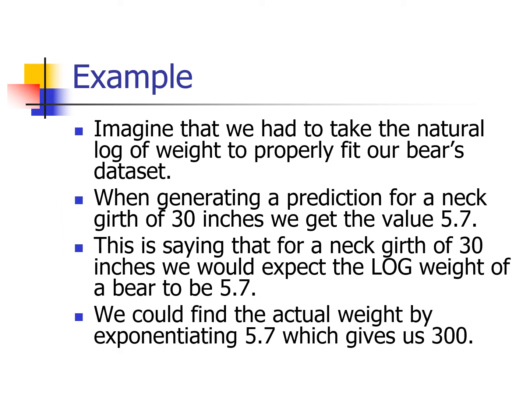As an example, imagine that we had to take the natural log of weight to properly fit our bear data set. When generating a prediction for a neck girth of 30 inches, say we get the value 5.7. Remember, this is saying that for a neck girth of 30 inches, we expect the log weight of a bear to be 5.7. If we wanted the actual weight, we could find that by exponentiating 5.7. I'll leave it to you to plug that into a calculator and verify that e to the 5.7 is in fact 300. So we would say that a neck girth of 30 inches is associated with an expected weight of 300 pounds.